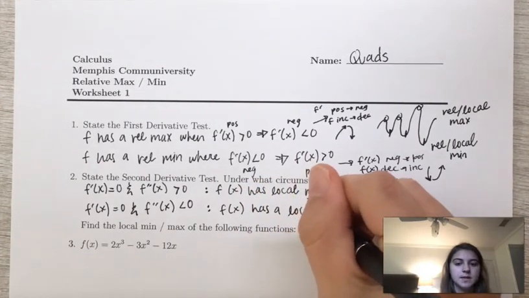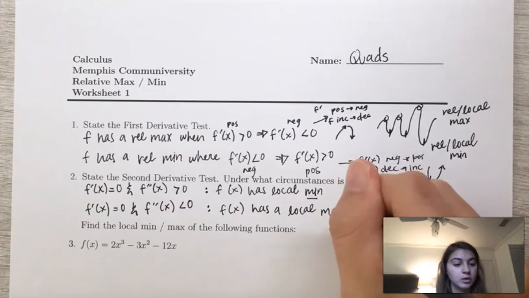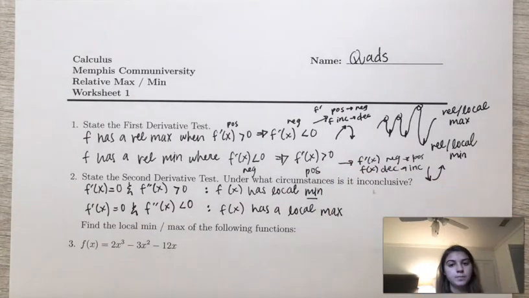And that's because when f prime of x is 0, we have a horizontal tangent line. If you're going to have a highest point or a lowest point on this curve, the tangent line at that highest point is going to be horizontal.